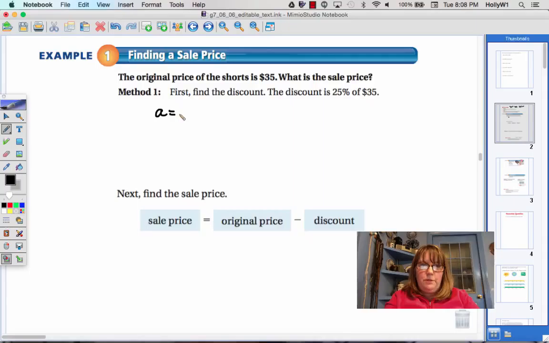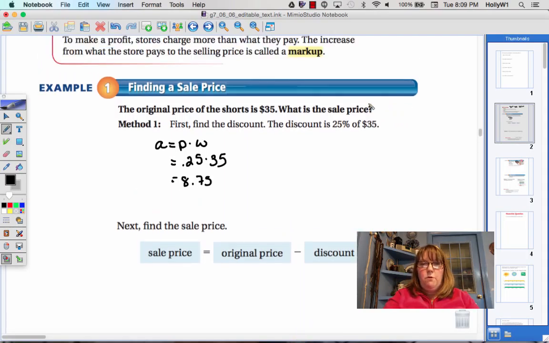The part is equal to the percent times the whole. We don't know what the part is, but we do know that the percent is 25, and we're multiplying that by 35. If we multiply that out, it turns out that it is $8.75. Now, that is the amount that you're discounting the shorts by. That's not how much they cost. This is only 25% of the 35. You have to pay for the rest.